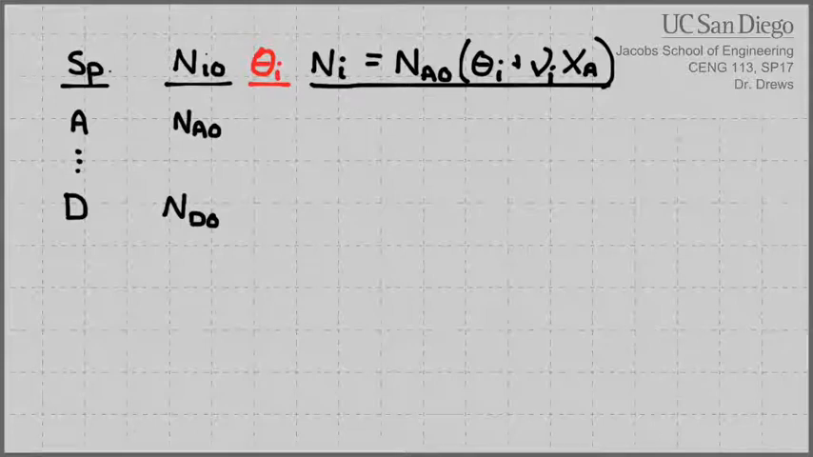Anyway, what's theta sub I for A? It's always going to be 1, right? It can't be anything other than 1. By definition, theta sub I will be 1 for species A.